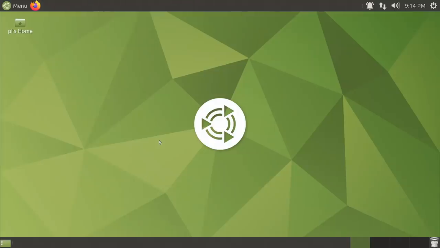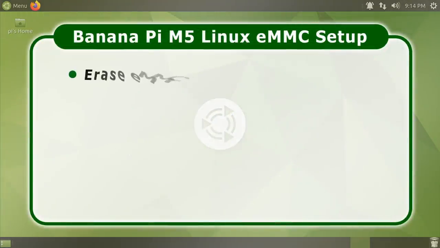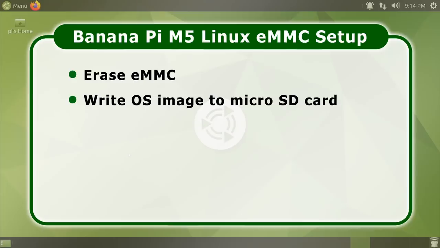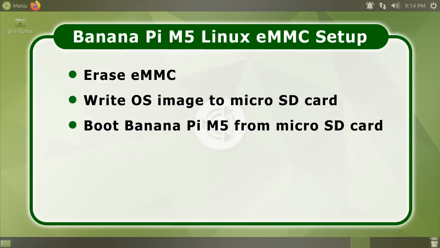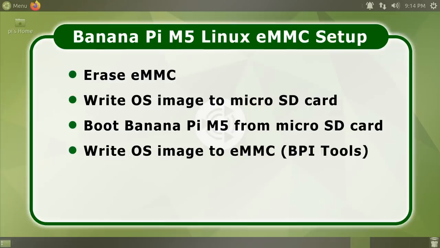Right. Here I am back again. We're now running Ubuntu MATE 20.04, which is installed on the Banana Pi M5's onboard eMMC storage. This is all working very well, although installation was not trivial, as to set things up, I first needed to erase the eMMC and then to write an operating system image for Ubuntu MATE to a microSD card. I then had to boot up from the microSD card and, running the operating system from the microSD card, image the operating system for a second time to the eMMC on the board.